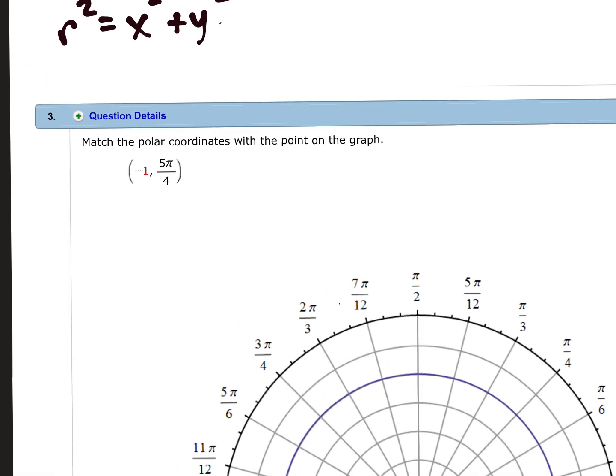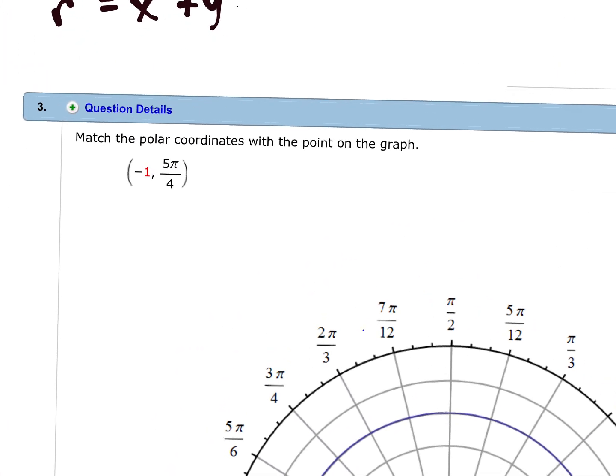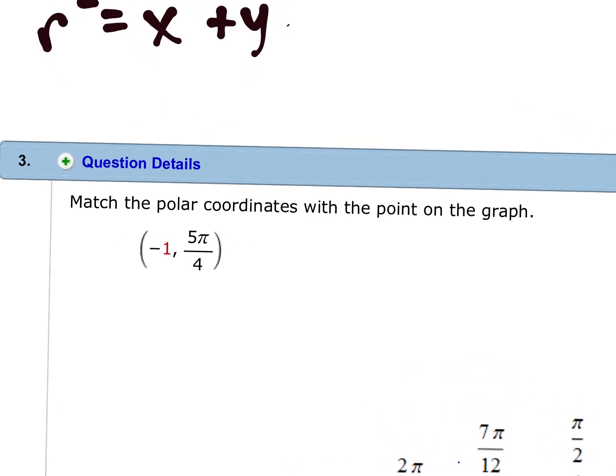So let's talk about what this polar coordinate is. What is the first value here, that -1? What is that? That's your R. That's how far away you're going to go from the center, right? How many steps, how many spaces out. And then the second piece is your theta.